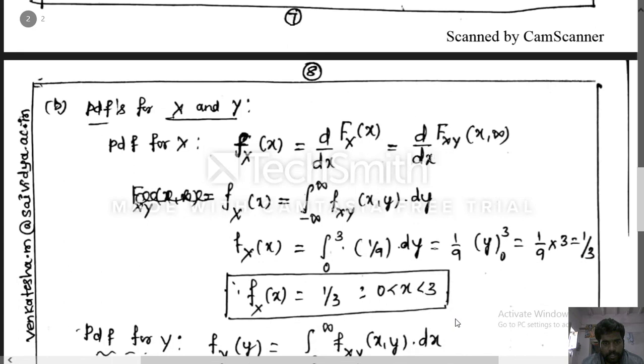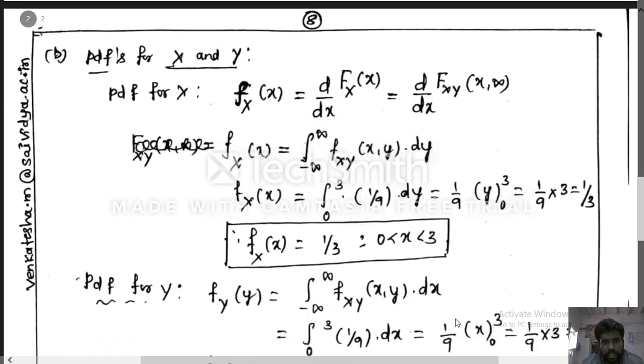The second unknown parameter is the PDFs for x and y. That means they asked us to evaluate the individual PDFs for random variable x and random variable y respectively. We know that the PDF for the individual random variable x is given by f(x) of x, which is equal to the differentiation of the CDF of the random variable x. Now in terms of joint probability, we can express f(x) of x as the differential of the joint CDF for x, infinity.